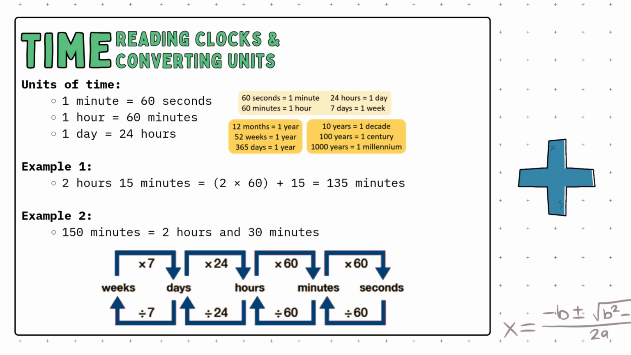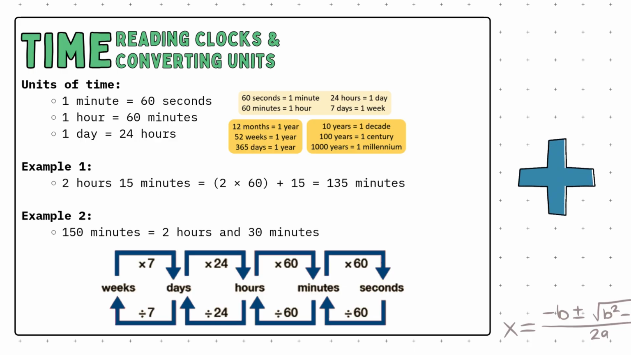Example 1. How many minutes are in 2 hours and 15 minutes? We can break it up into parts. 2 hours equals 2 times 60, that equals 120 minutes. Add the extra 15 minutes, so it's 120 plus 15 equals 135 minutes. So 2 hours and 15 minutes equals 135 minutes.